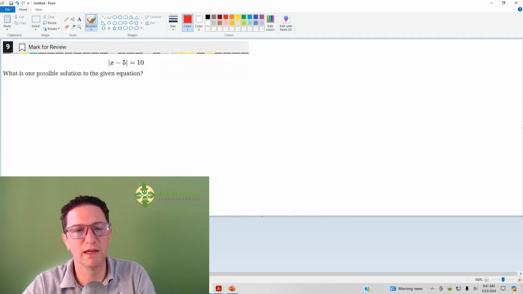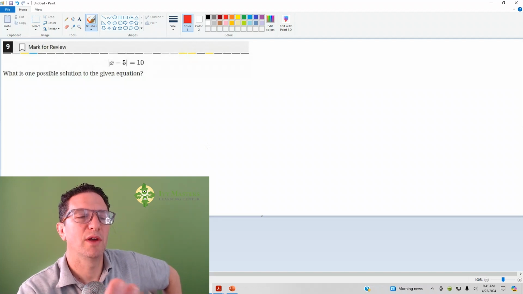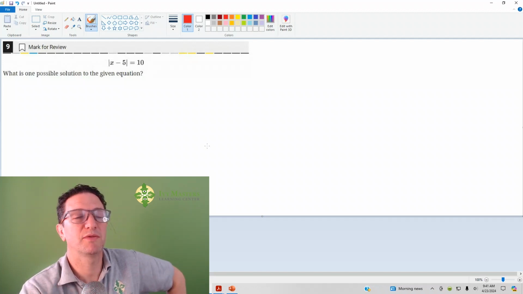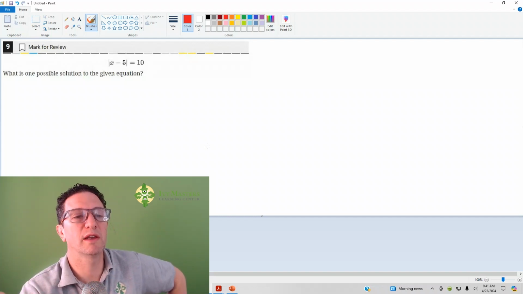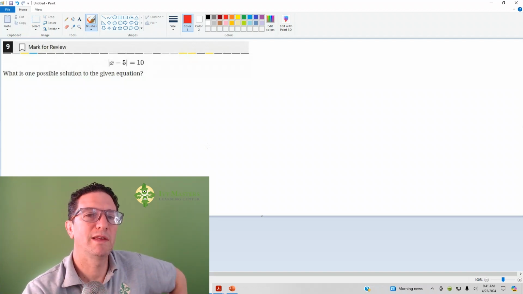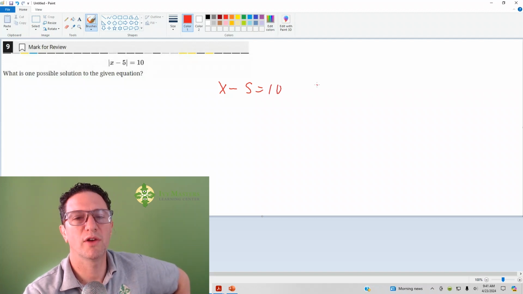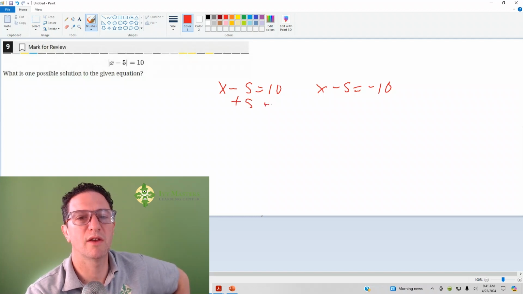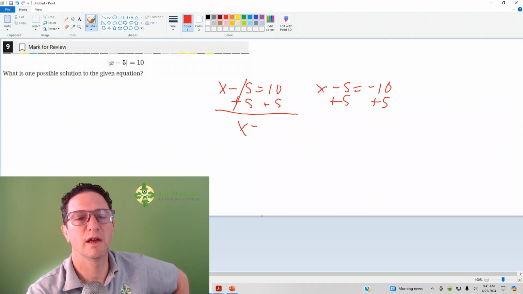Let's see how you do it by hand. If inside that absolute value you get a positive 10, the absolute value of positive 10 is 10. If inside that absolute value you get a negative 10, the absolute value of negative 10 is 10. For that reason, as long as the absolute value is isolated, you could write the other side as positive and as negative. So I'd have x minus 5 equals 10, and I'd also have x minus 5 equals negative 10. In both cases, I add 5 to both sides in order to get x alone. Here we cancel, and you get x equals 15.